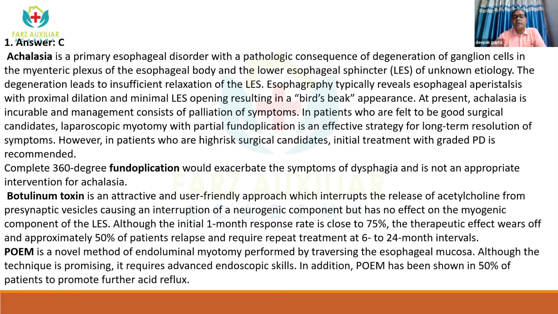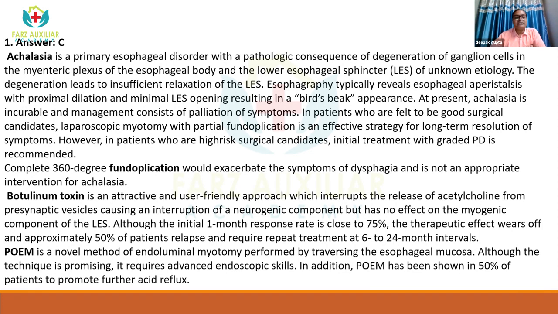Now, ruling out other options, we can see that a complete 360-degree fundoplication would exacerbate the symptoms of dysphagia and is not an appropriate intervention for achalasia. Botulinum toxin was one of the options also. It is an attractive and user-friendly approach which interrupts the release of acetylcholine from the presynaptic vesicles, causing an interruption of the neurogenic component, but has no effect on the myogenic components of the lower esophageal sphincter. Although the initial 1-month response rate is close to 75%, the therapeutic effect wears off and approximately 50% of the patients relapse and require a repeat treatment at a 6 to 24 month interval.